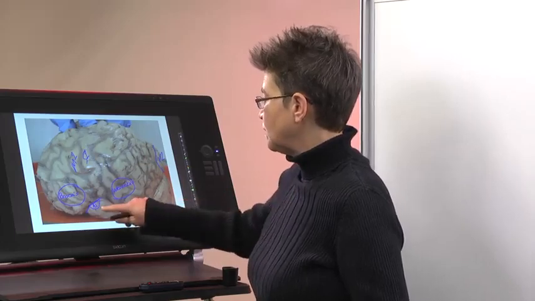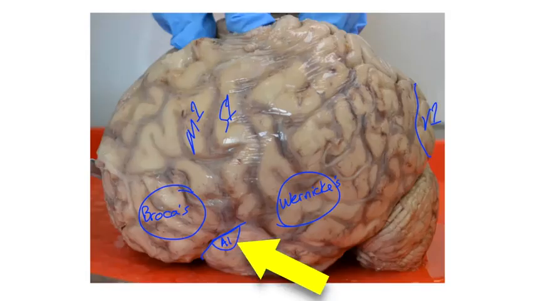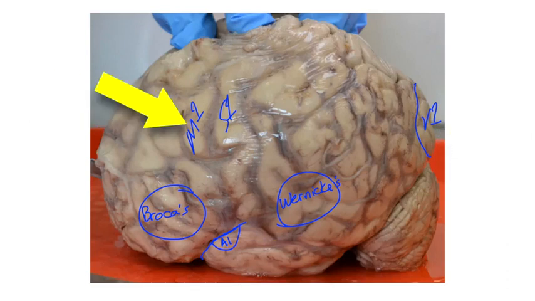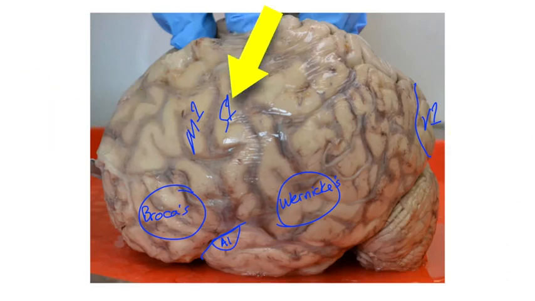And let's just look at our basic cortical areas. This is the primary auditory cortex. It's down here in the dorsal part of the temporal lobe. Back here and around on the medial surface is the visual cortex. Here's the motor cortex. Here's the somatosensory cortex.